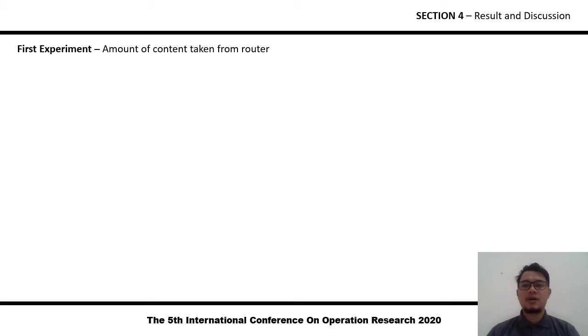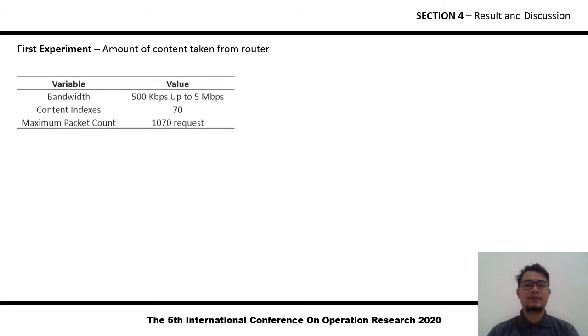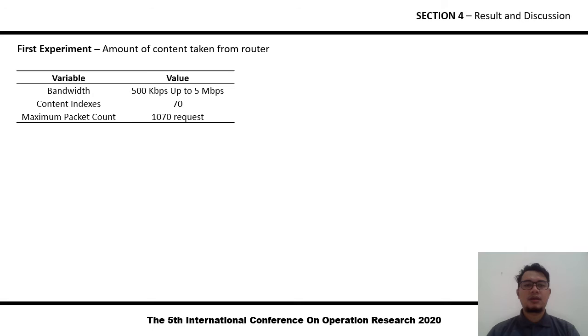Section 4. Result and discussion. In this first experiment, we were searching for the amount of content taken from the router. We used some variables in this experiment. First is bandwidth, which we set from 500 kbps up to 5 Mbps, with content index 70 and maximum packet count 1070 requests.